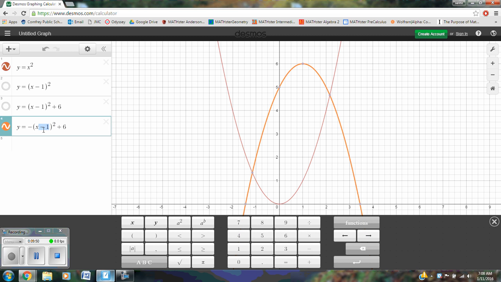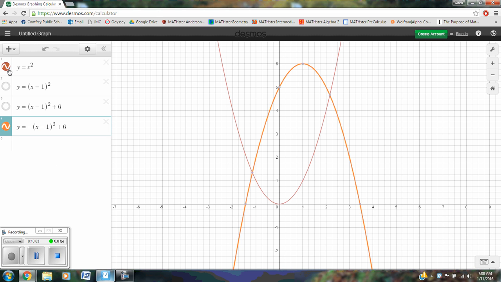This negative 1 inside the parentheses moves it to the right 1. And if we subtract on the inside of the parentheses, it means go right 1. And when we add 6, it moved it up 6 places. So we got up to here. So this is what it'll look like in the end.